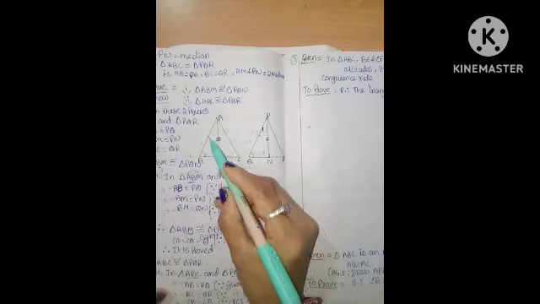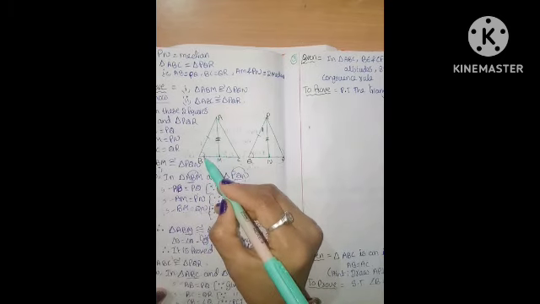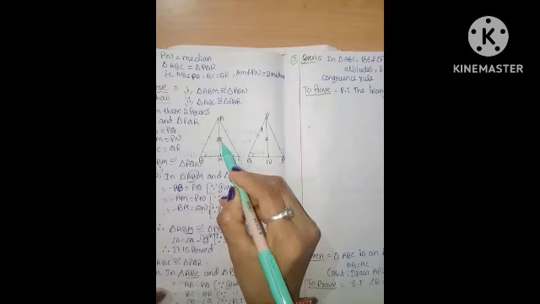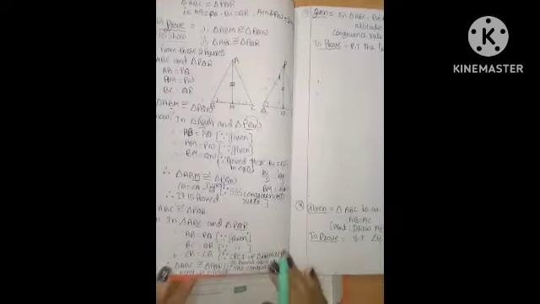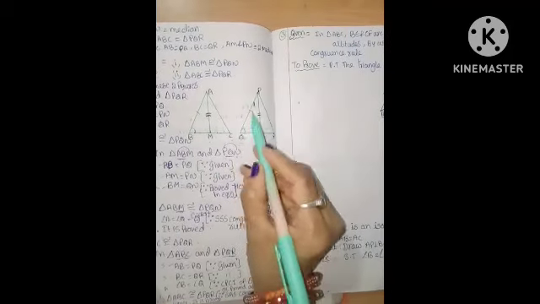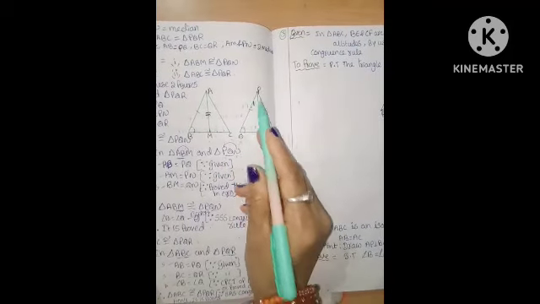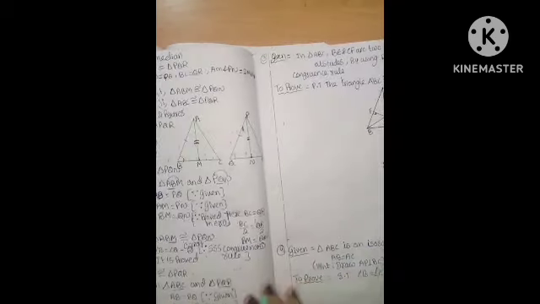Yes. What's the congruence rule? This one, side angle side. According to the congruence rule, these two triangles are equal. In this other triangle it is also the same, side angle side. So that's why these two triangles are congruent. This problem's solution is over.